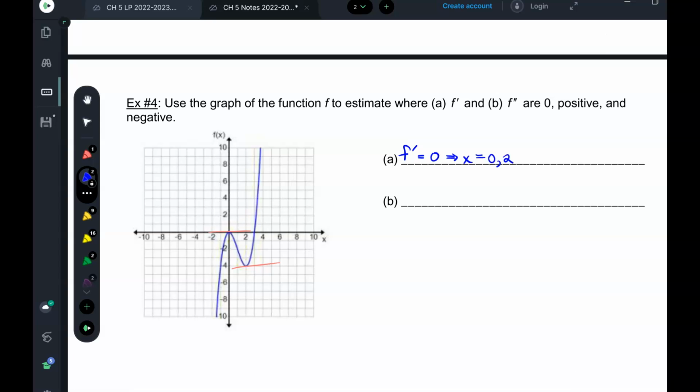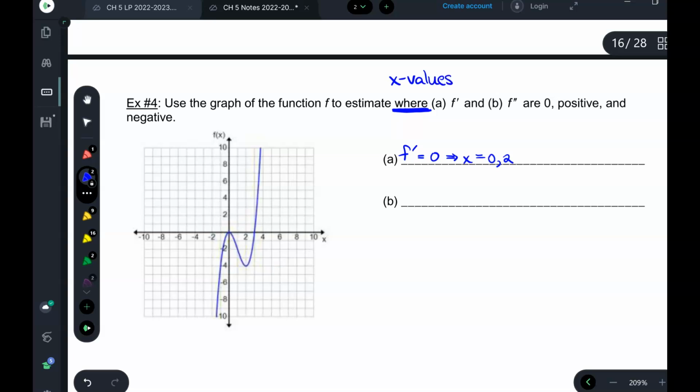Okay. Why don't we say like the y? Oh, we're just checking for where it changes. Yes. Okay, see the word where? I only want x values when I ask for where. I don't care about the y values. I know. It's a thing.